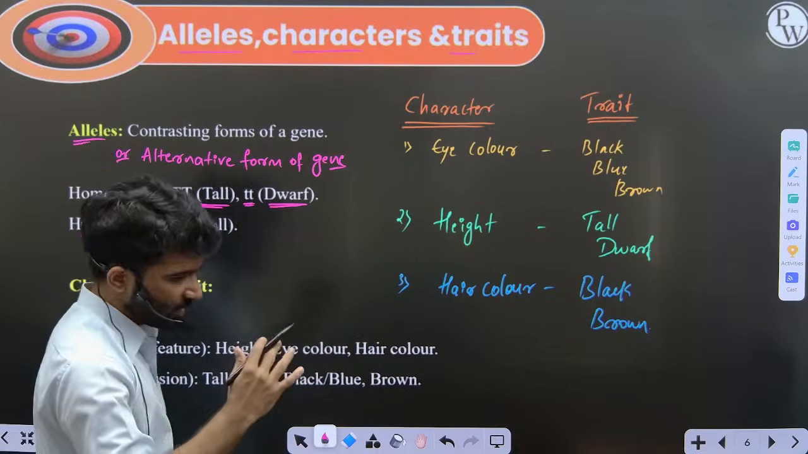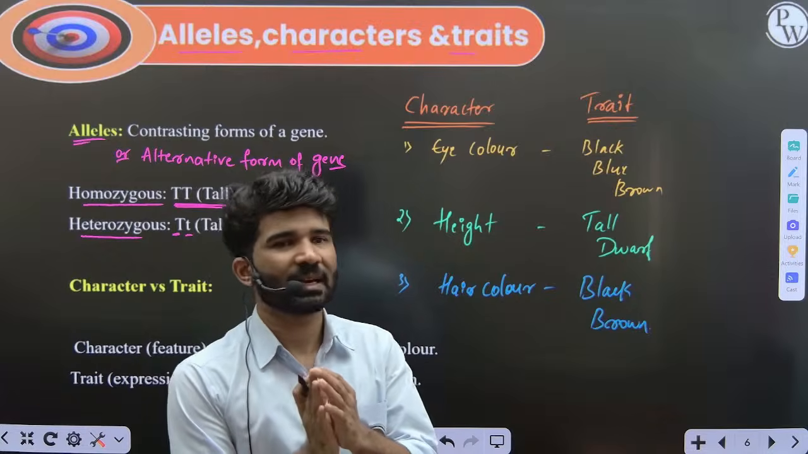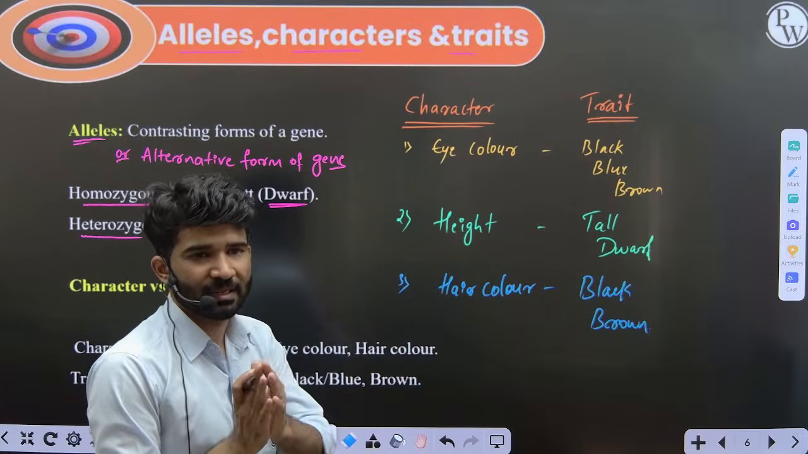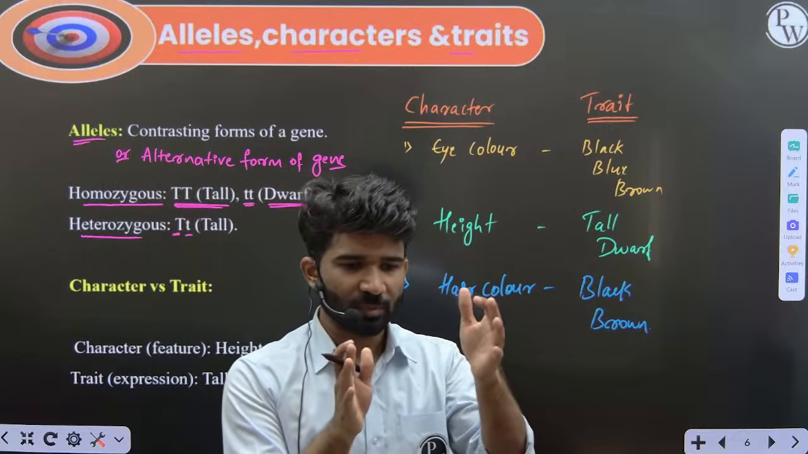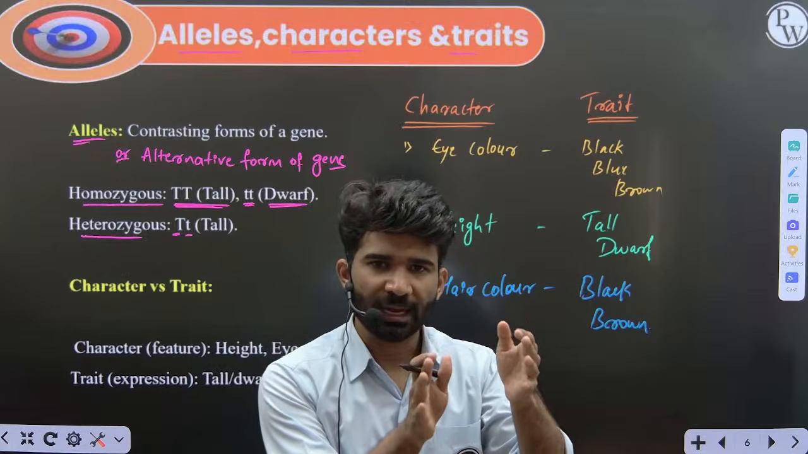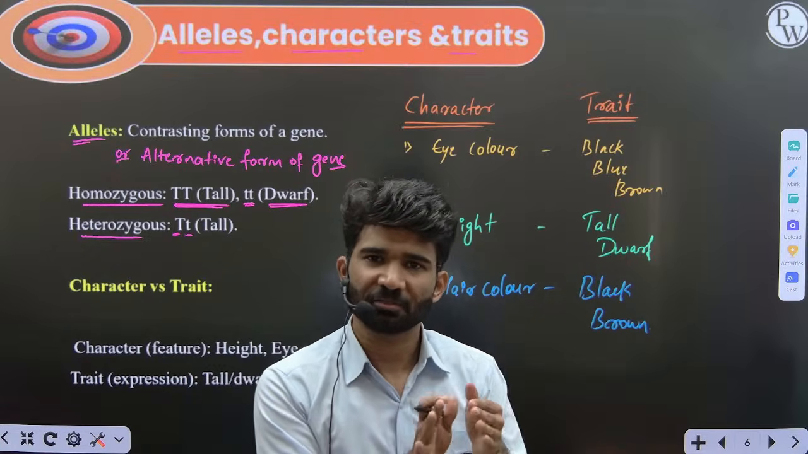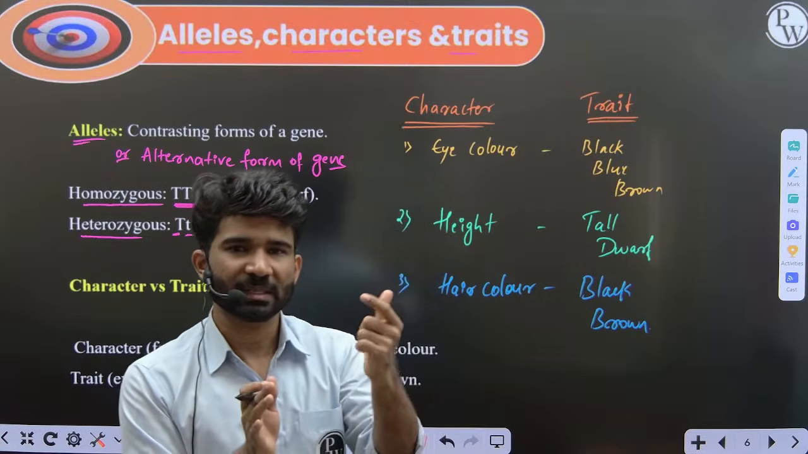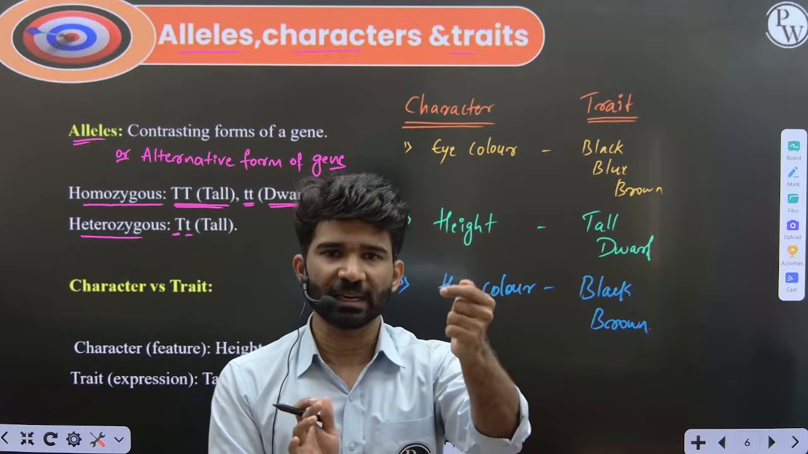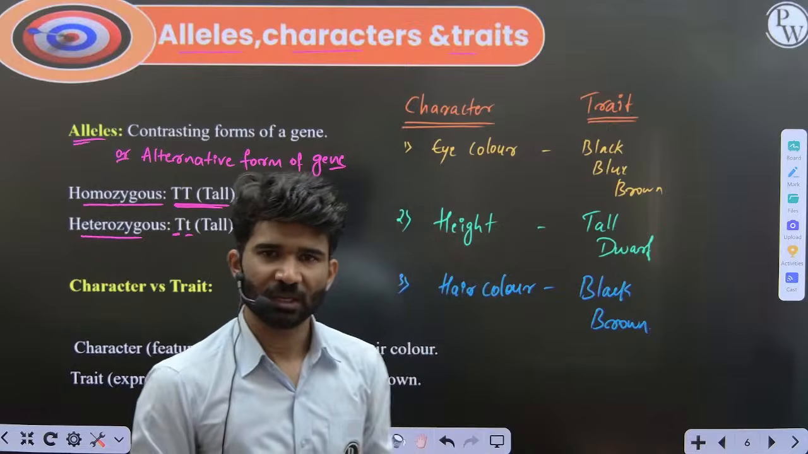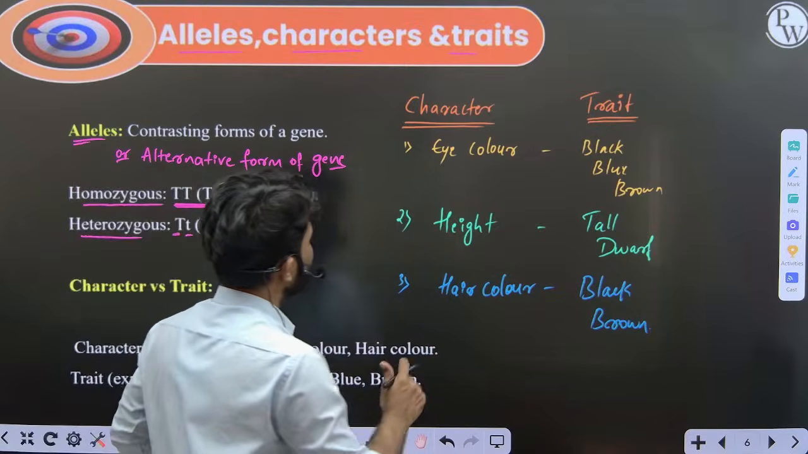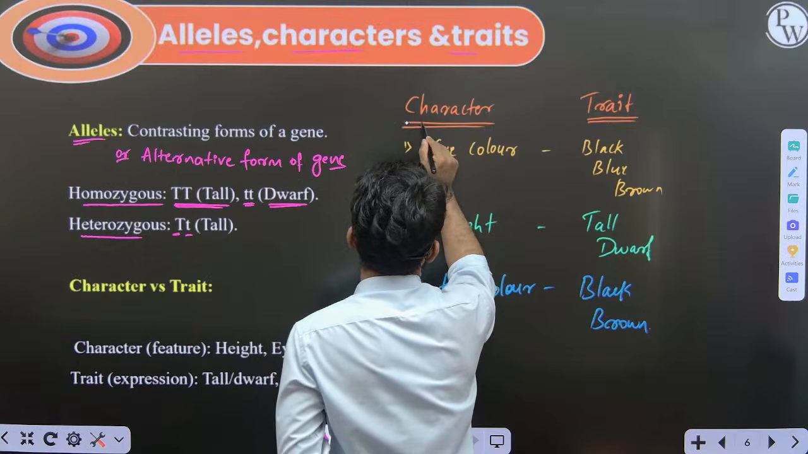So what are the differences between character and traits? A gene codes for a particular character, that is height. And this height has different alleles. What are those? One is capital T, another one is small t. That represents a different height, such as tall as well as short. So those are called the alleles. Right. So now we will know the differences between character and trait.